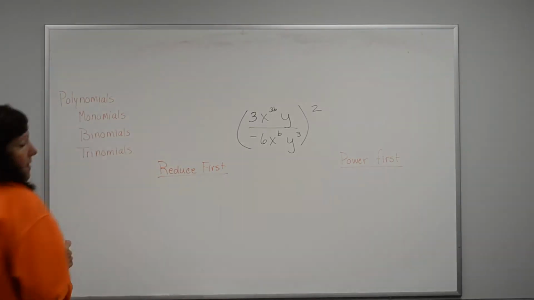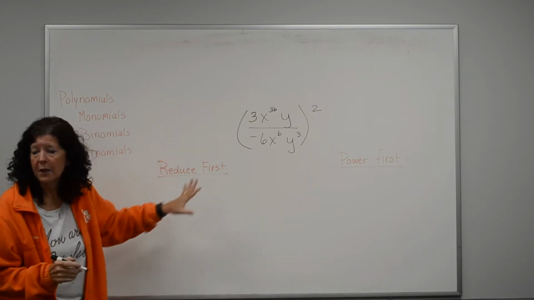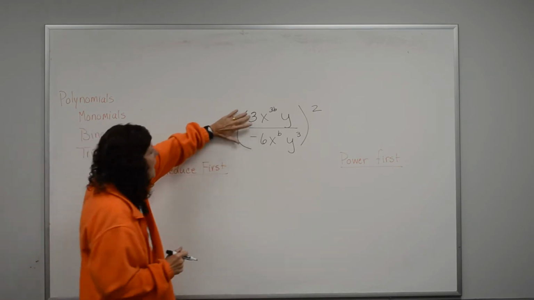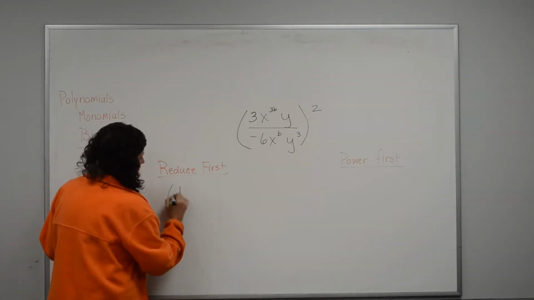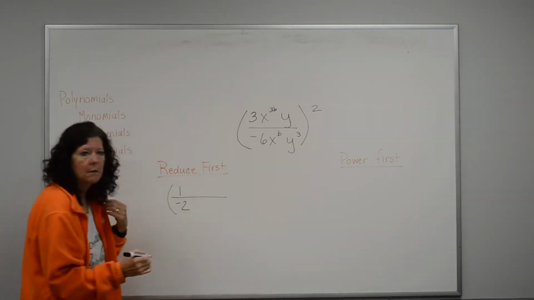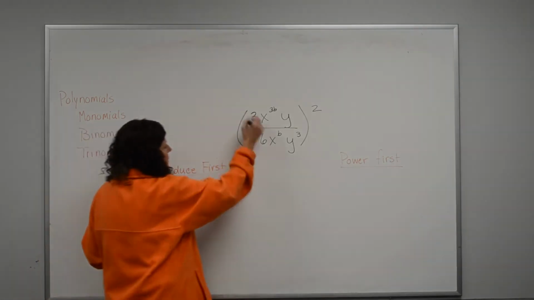You can reduce this first if you want to. Okay, there's two ways to do it. To reduce it first, I have 3 over negative 6, which is the same thing as 1 over negative 2, right? 3 over 6 reduces. So I've done this one and this one.